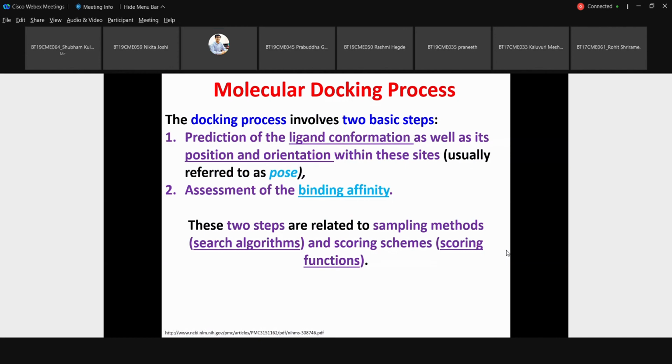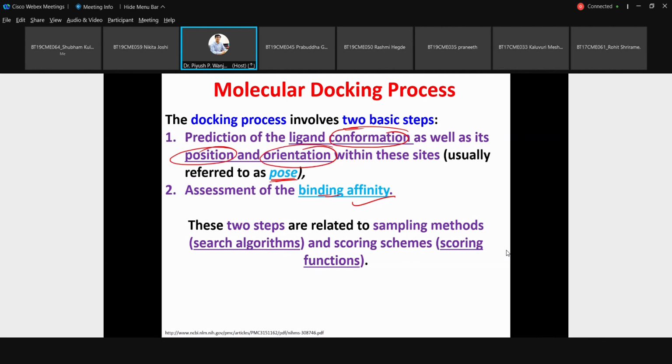Now the next thing is what you are going to do in the exact docking. When you are going to do docking, you have to estimate the binding affinity, but along with that, your software should be able to estimate something called pose. What is this pose? I said there are two things, pose and binding affinity. Pose means three things: prediction of ligand conformation as well as its position and orientation.